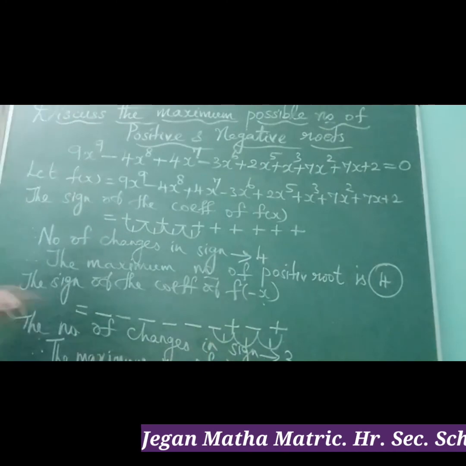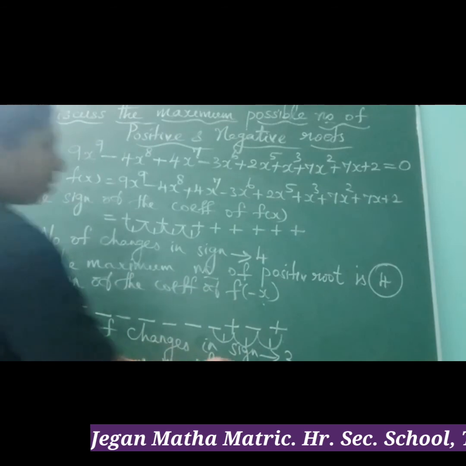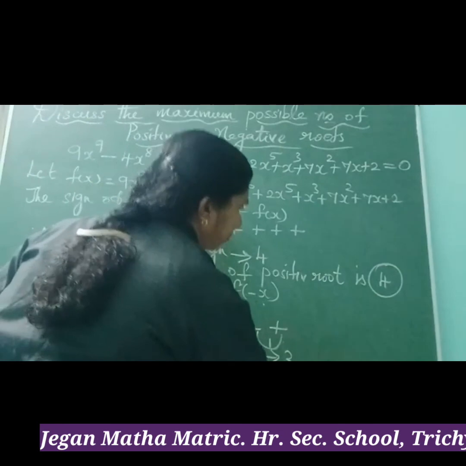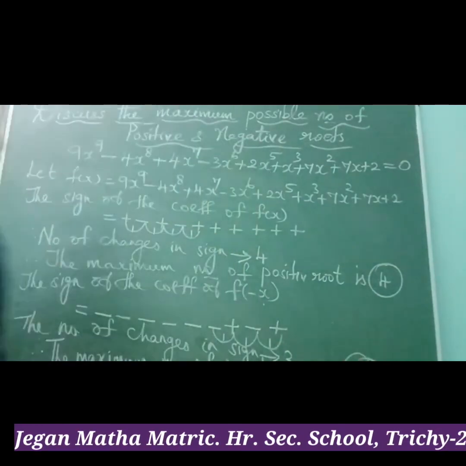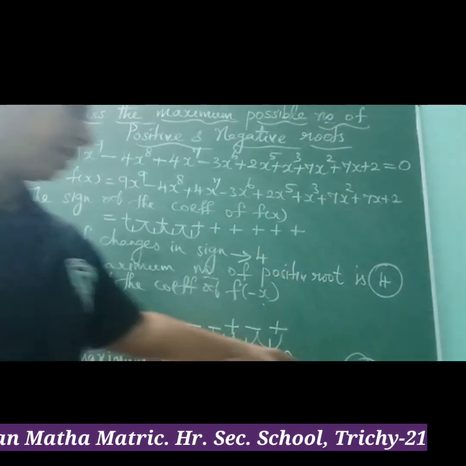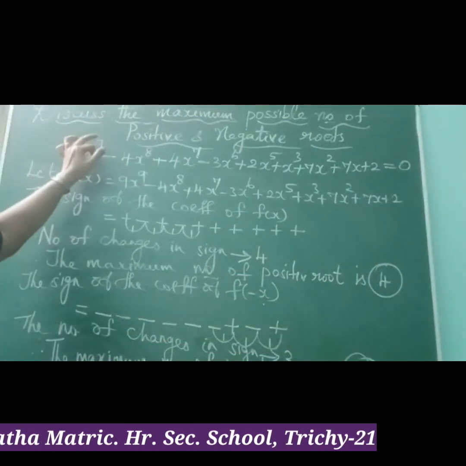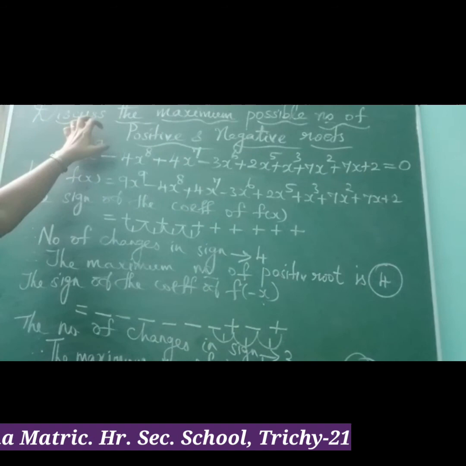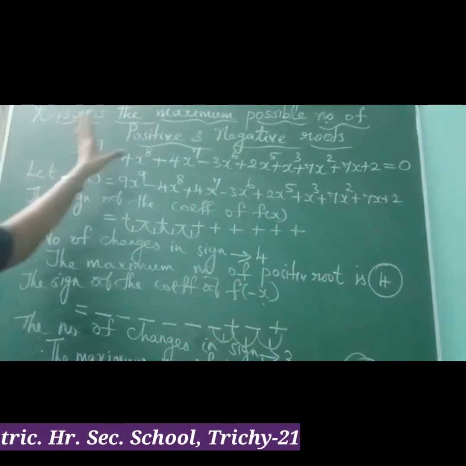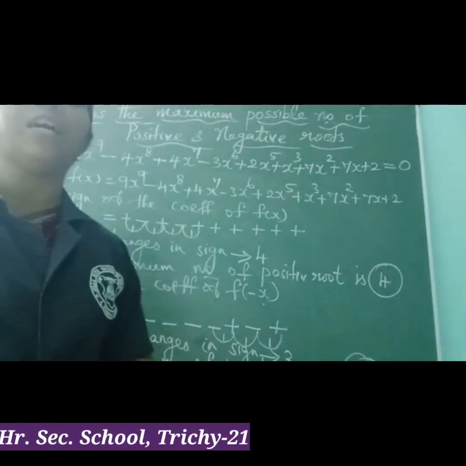Therefore, since we are finding with f(-x), the maximum number of negative roots is 3. So already we got the maximum number of positive roots is 4. The maximum number of negative roots is 3. Totally we are having 7 roots. Now, 9x⁹, the degree of the polynomial is 9. So 4 plus 3 is 7 real roots. The given polynomial has 7 real roots and the remaining 2 roots are imaginary.